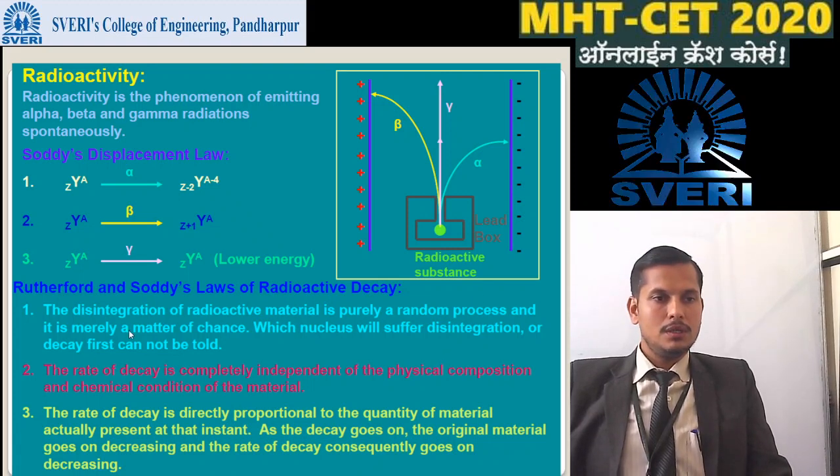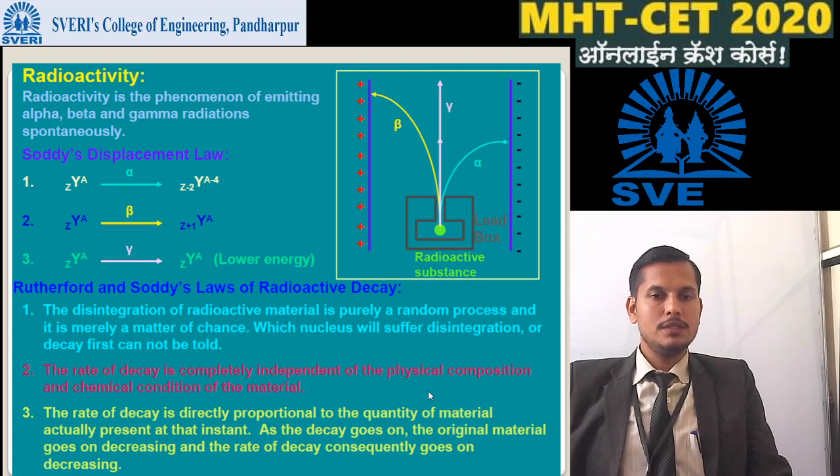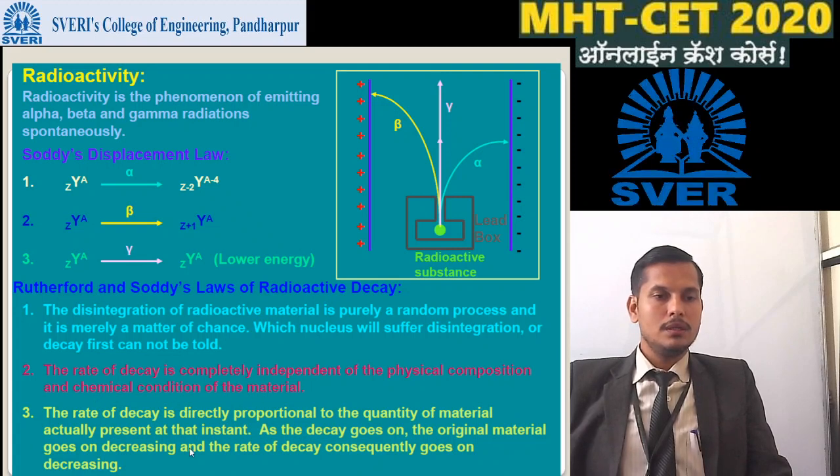The disintegration of radioactive material is purely a random process and it is merely a matter of chance. Which nucleus will suffer disintegration or decay first cannot be told. Next, the rate of decay is completely independent of the physical composition and chemical condition of the material. The rate of decay is directly proportional to the quantity of the material actually present at that instant. As the decay goes on, the original material goes on decreasing and the rate of decay consequently goes on decreasing.